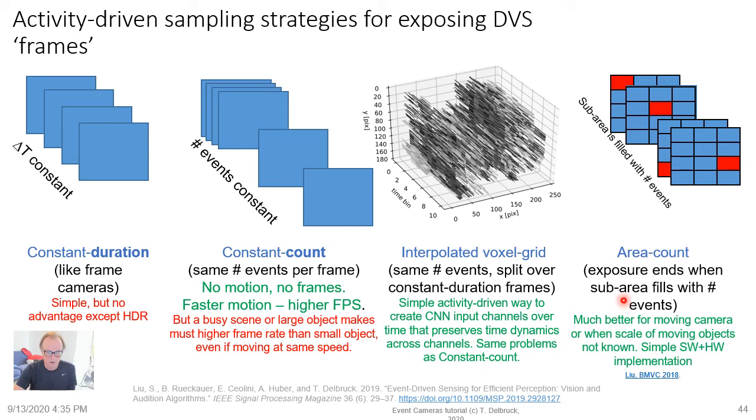That's yet another way we invented called area count. That is kind of a play on constant count, but now the exposure of each frame ends when a sub-area fills with a certain number of events. That's much better for a moving camera when the scale of moving objects is not known. It has a very simple software and hardware implementation, and you can read about it in Min Liu's British Machine Vision Conference paper of 2018. This is our favorite strategy now, called area count, that we use for most applications.